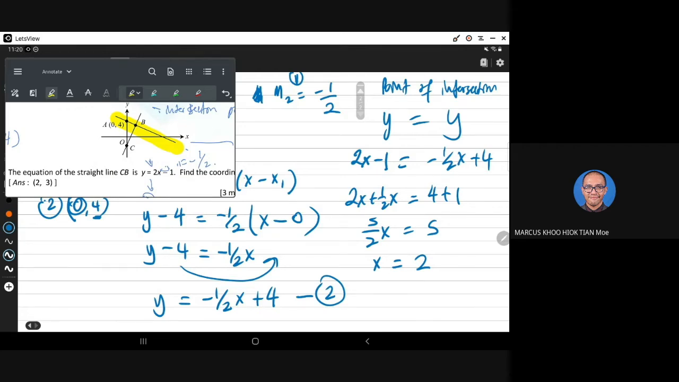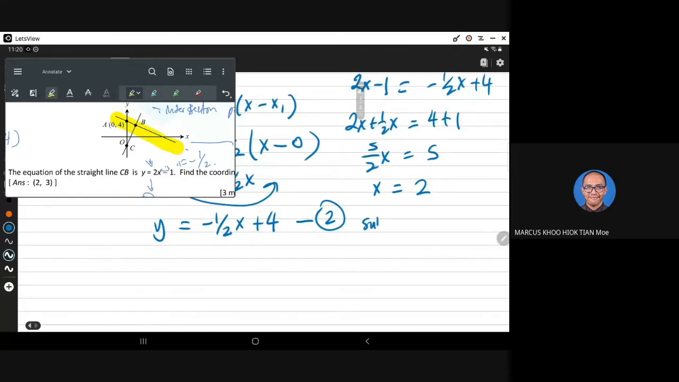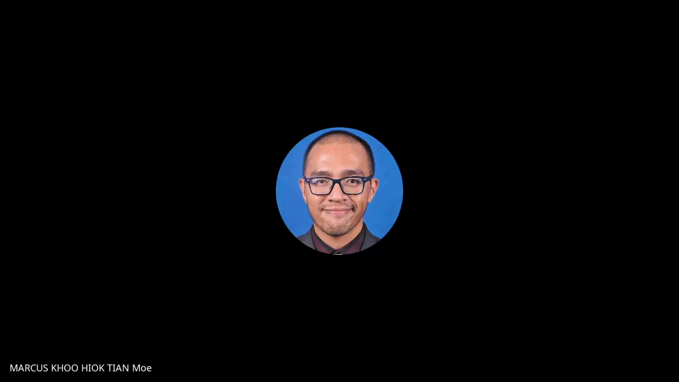But we're not done now. When we find x, we must find the coordinate of y. So what do you do? You substitute x equals to 2 into which equation? The first one or the second one? Doesn't matter. You just substitute into either one.